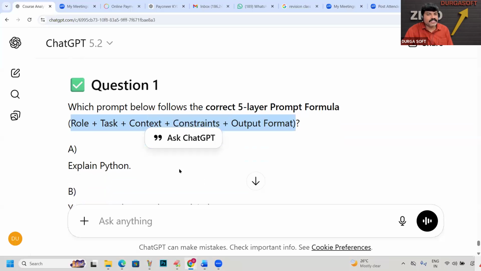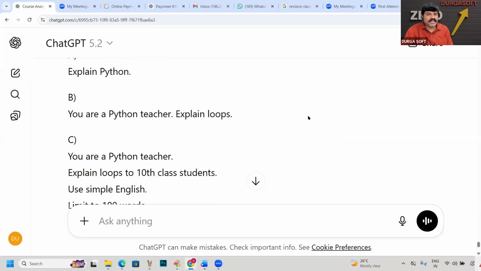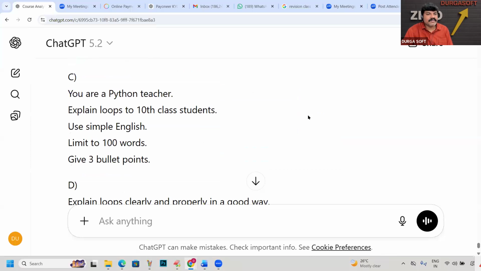Okay. So the first one: "Explain Python." Does it follow? No, sir. Next: "You are a Python teacher, explain loops." Does it follow? No, sir. Next: "You are a Python teacher, explain loops to 10th class student, use simple English, limit to 100 words, give 3 bullet points." Yes, sir.